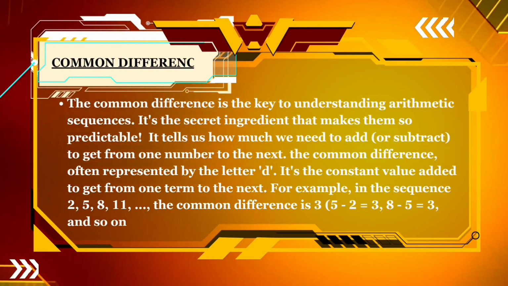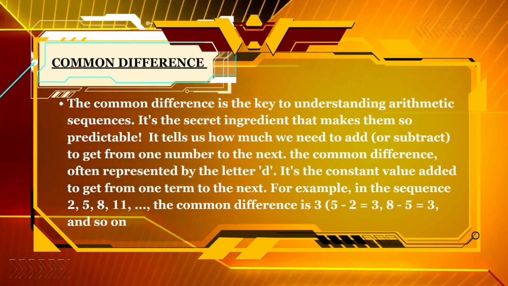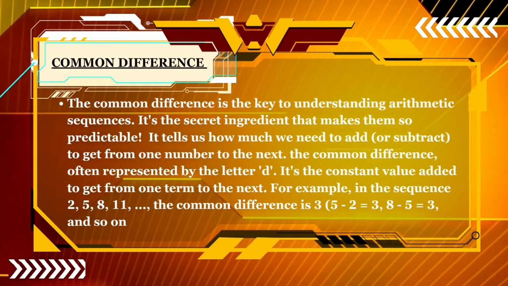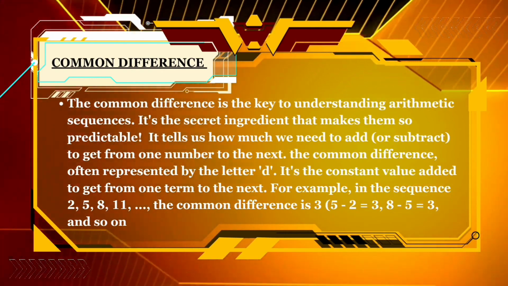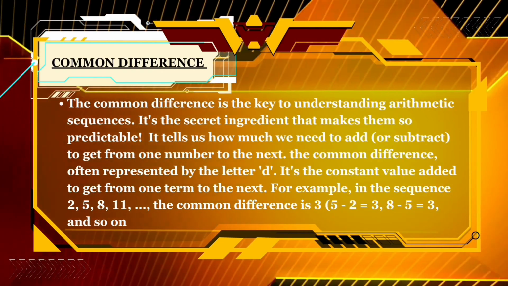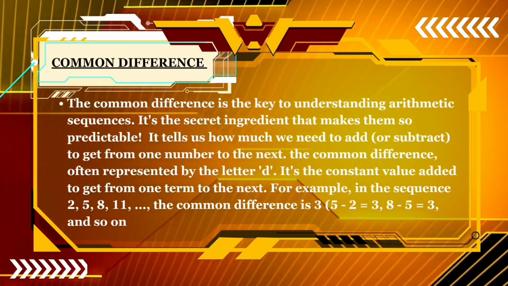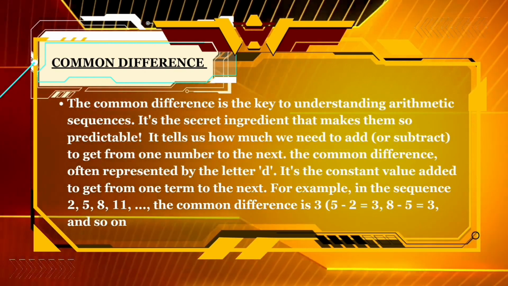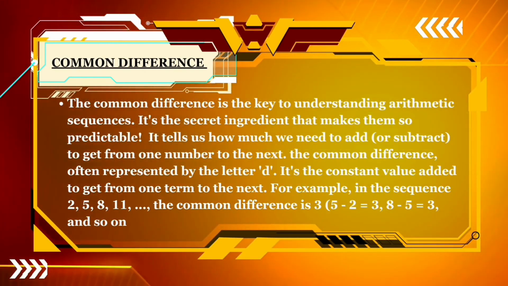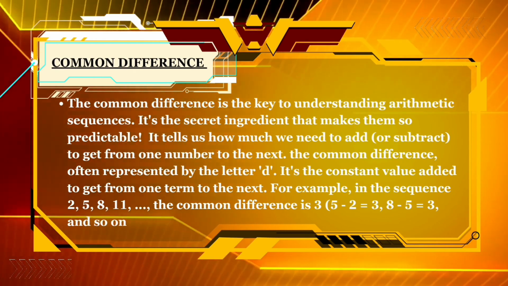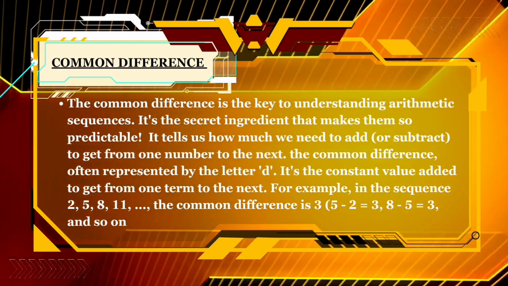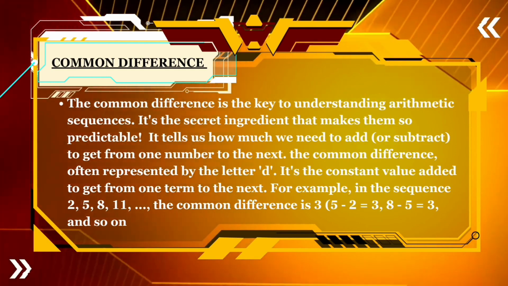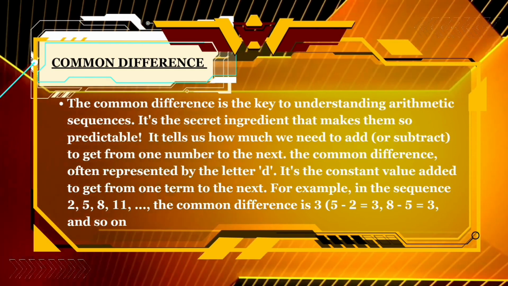The common difference is the key to understanding arithmetic sequences. It's the secret ingredient that makes them so predictable. It tells us how much we need to add or subtract to get from one number to the next. The common difference, often represented by the letter d, is the constant value added to get from one term to the next. For example, in the sequence 2, 5, 8, 11.